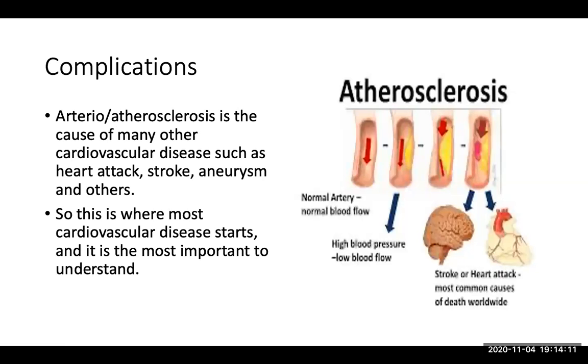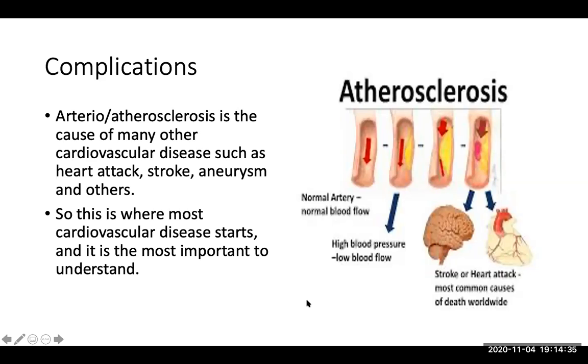Here are complications. A normal artery has normal blood flow. With atherosclerosis, we might get high blood pressure as it begins to restrict blood flow. Eventually, it could completely block blood flow, and that will lead to a stroke in the brain or a heart attack in the heart. And they're the most common causes of death worldwide.